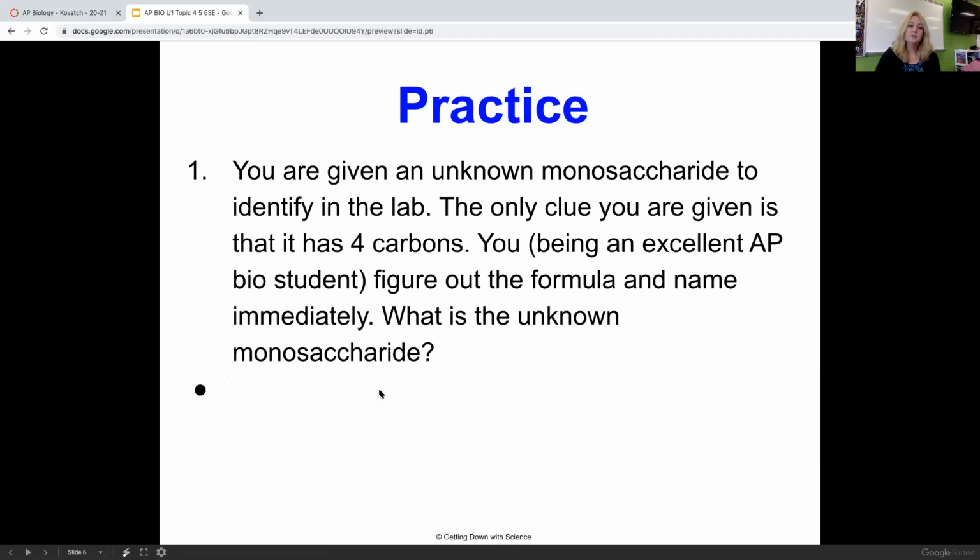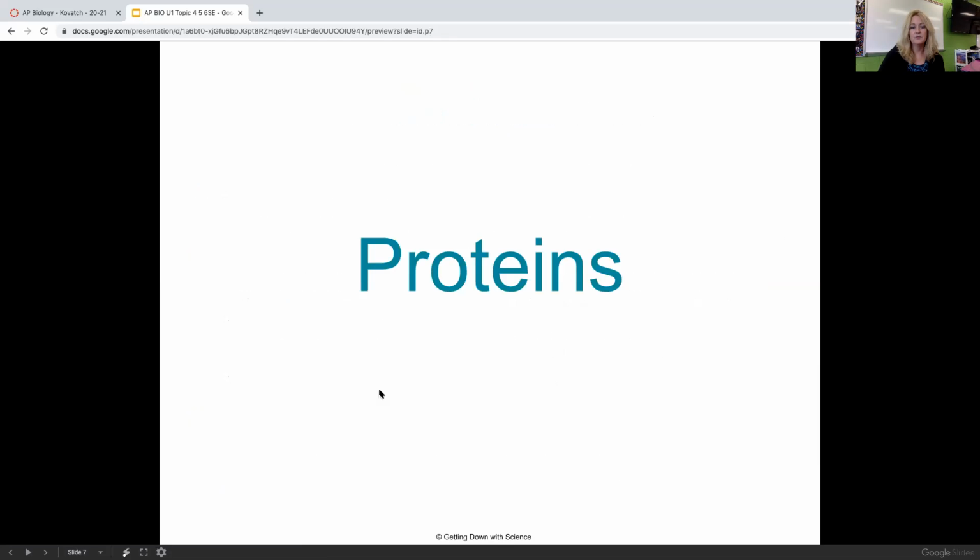There are a couple of practice problems for that information, and so you'll find that in your homework assignment that goes with this particular Unit 1, Topic 4, 5, and 6. So you'll see those concept questions in a cloud assignment. I'll move on from there.